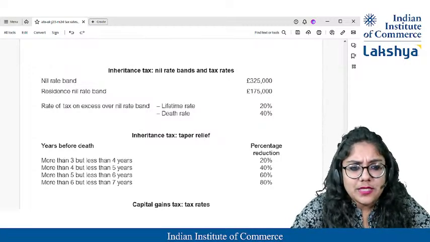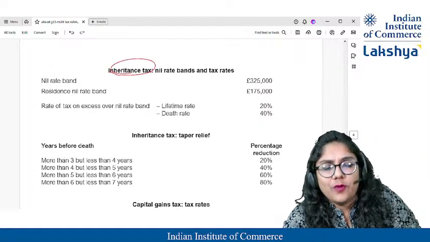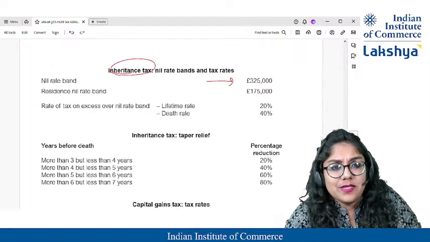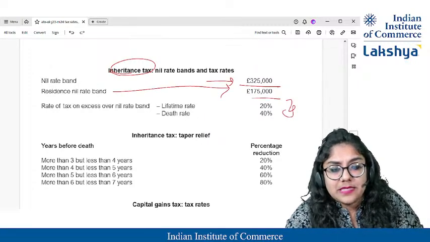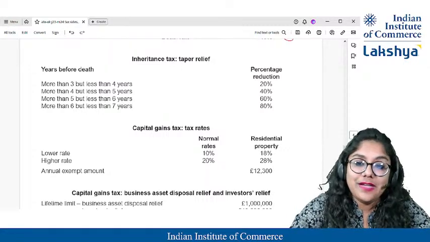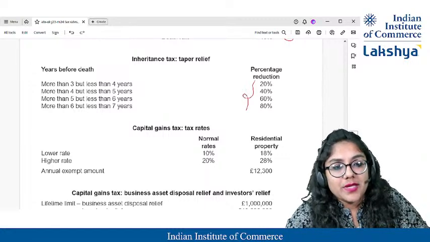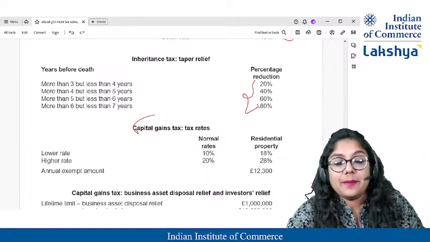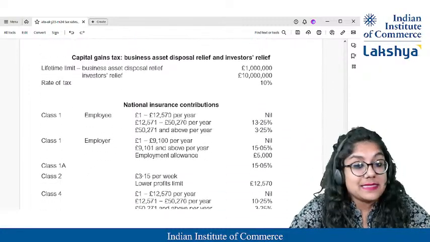If some other person is getting something in inheritance, what taxes do we have to pay? If it's the nil band, it's 3250. If it's a resident with nil band, 175 and some percentages. Then the inheritance payer, if he dies within how many years, more than or less than 3 years, some percentage is given. So we have capital gains taxes also. Oh my god, so many things.